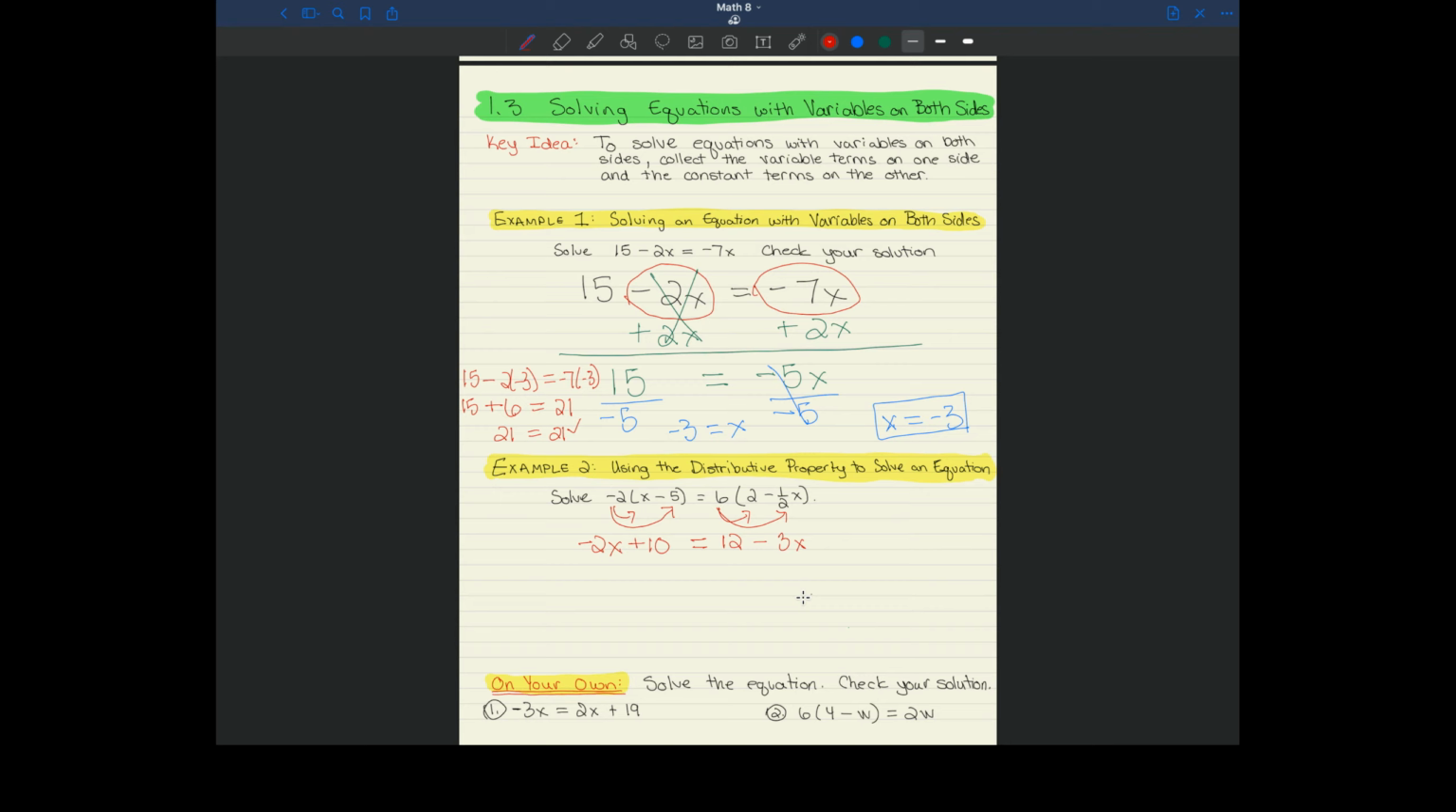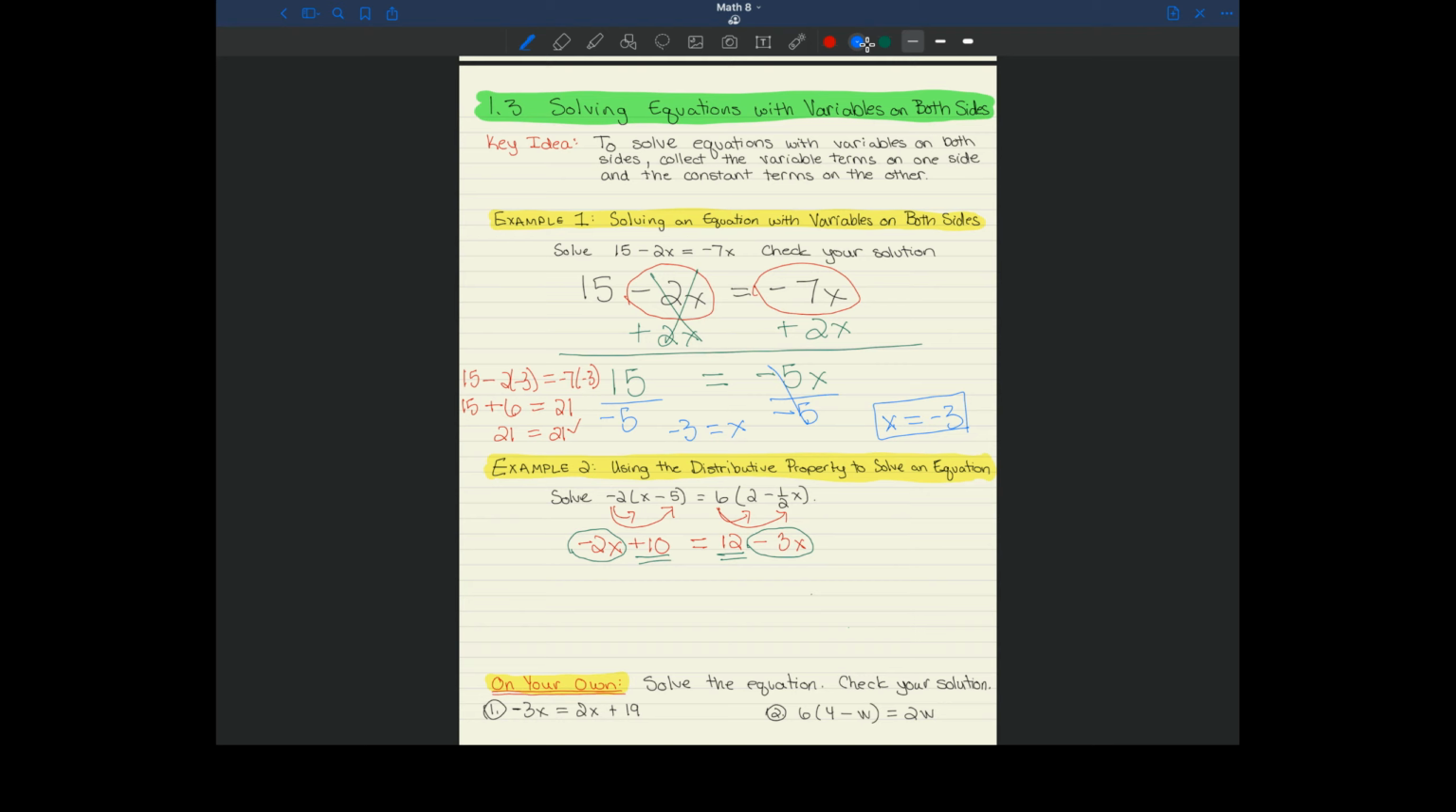And now we need to gather our like terms. So our like terms here, we have the negative 2x and the negative 3x. And then we also have the plus 10 and the positive 12. So I need to gather these terms. Now I like to move the smaller term if I have things on both sides. So the smaller term here between negative 2x and negative 3x is actually the negative 3x.